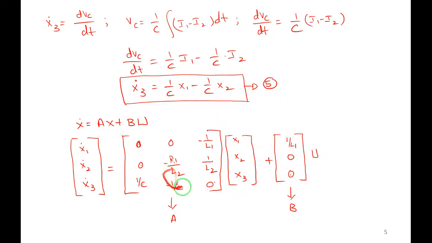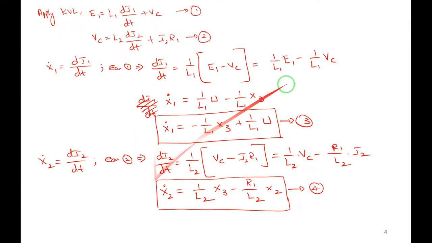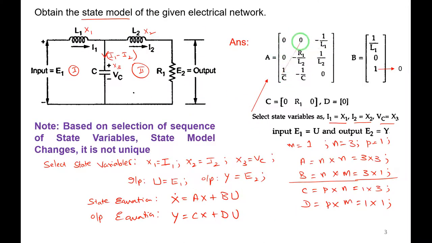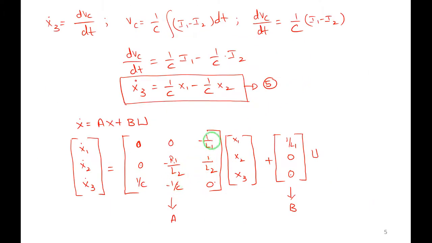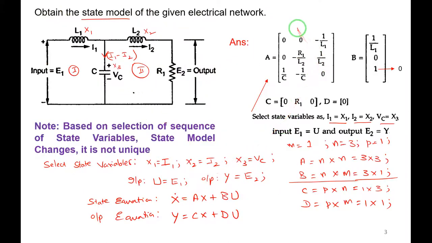So this is vector A, this is vector B. You can cross verify with the answer here. 0, 0, 1 by C, you can observe here. 0, 0, 1 by C, 0, minus R1 by L2, minus 1 by C, you can verify, right? So minus 1, 1 by L1, 1 plus 1 by L2, 0. So this is correct, vector B.